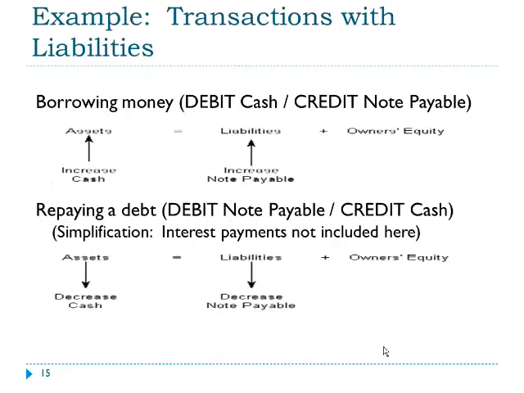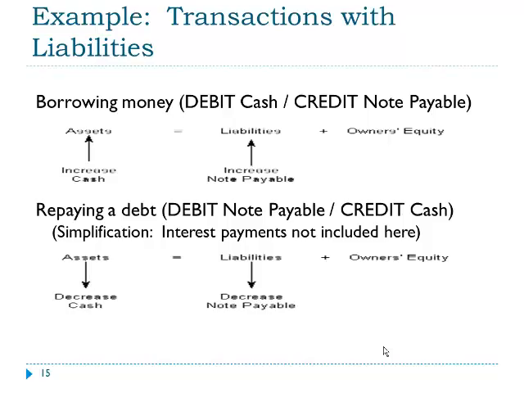Let's think now about transactions with more liabilities. If we borrow money, then we have more cash because we've just obtained the cash from our lender, and we have an obligation to repay it. So borrowing increases assets and increases liabilities at the same time. Do you know which one's the debit and which is the credit? Increase in cash, increase in an asset, is the debit. Increase in a liability, that's the credit. They're equal to each other.